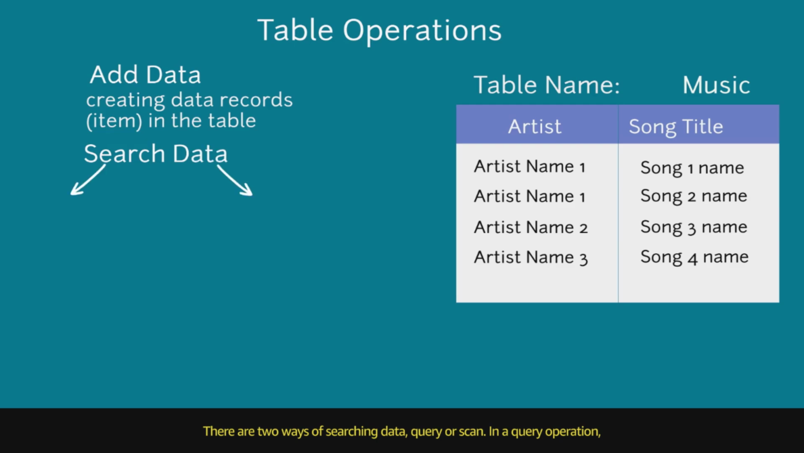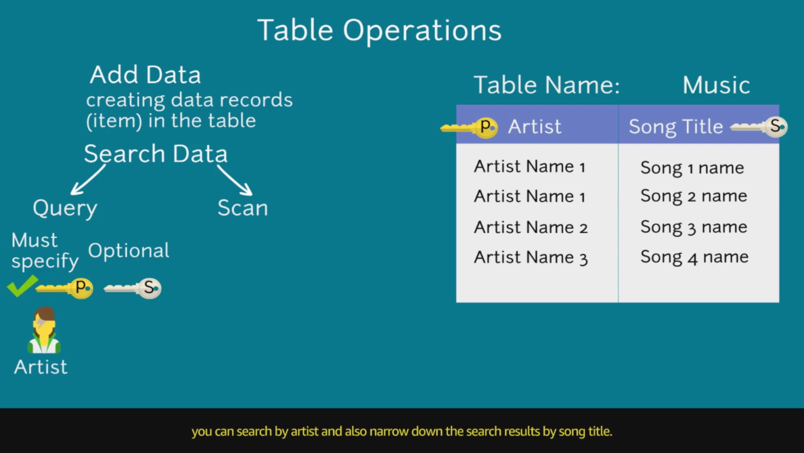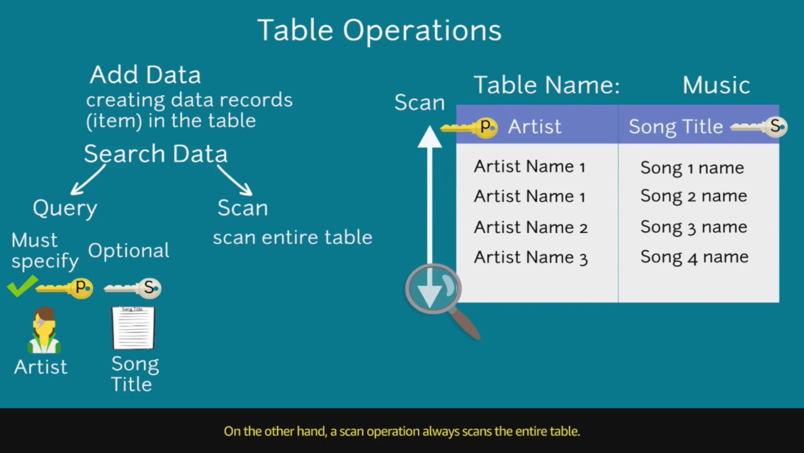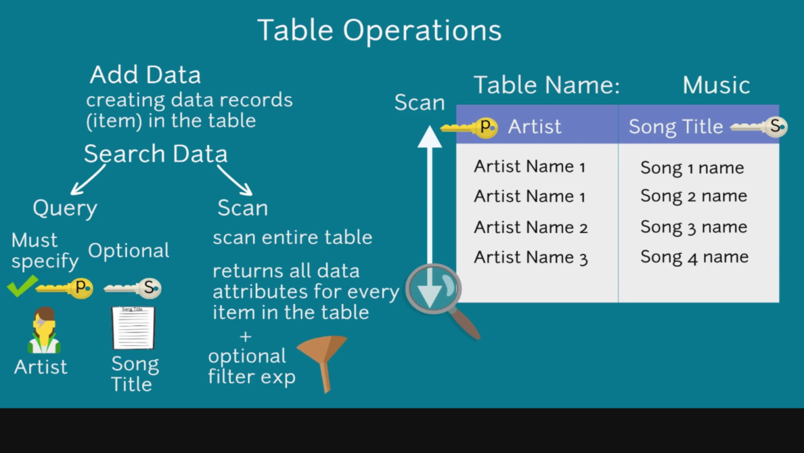There are two ways of searching data, query or scan. In a query operation, you must specify a partition key value. Sort key is optional. For example, you can search by artist and also narrow down the search results by song title. On the other hand, a scan operation always scans the entire table. By default, it returns all of the data attributes for every item in the table. If an optional filter expression is provided, it then filters out values to provide the results you want.